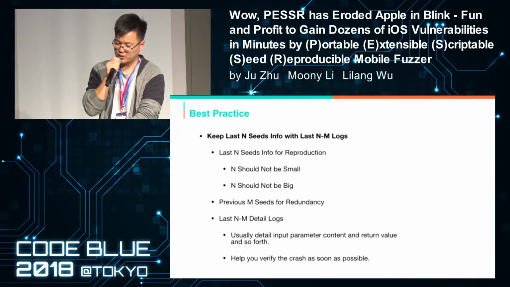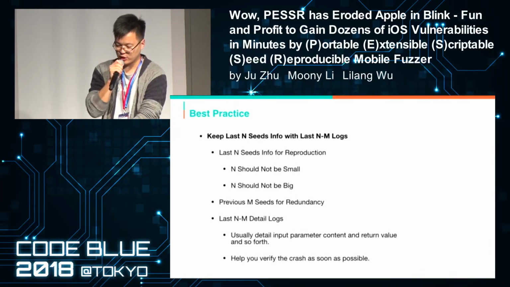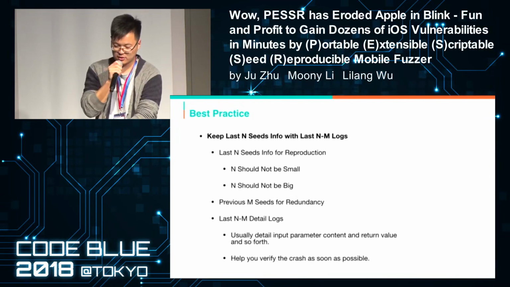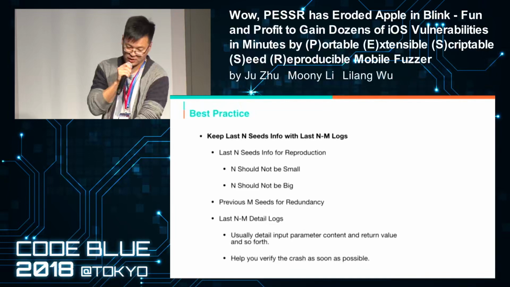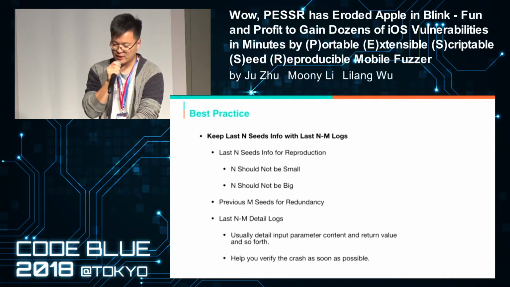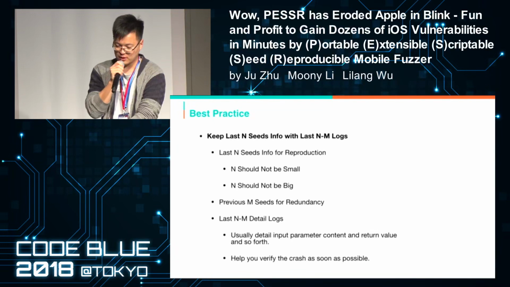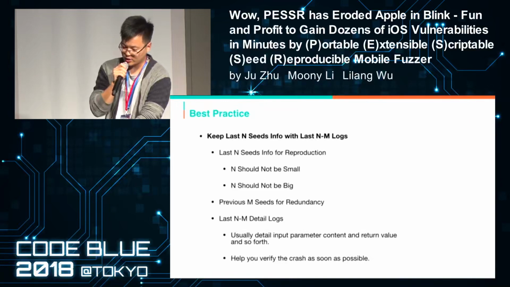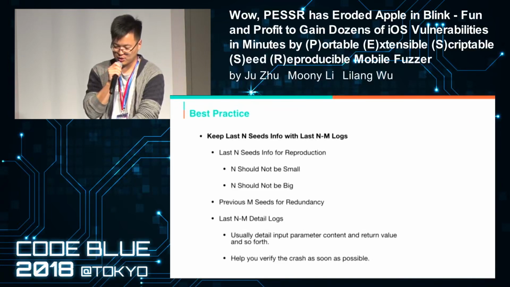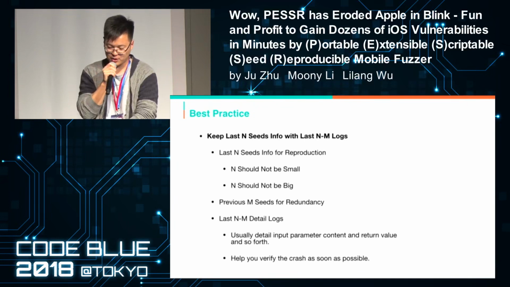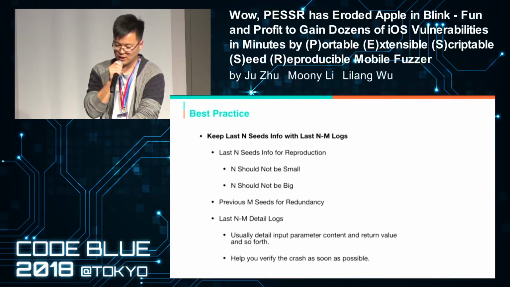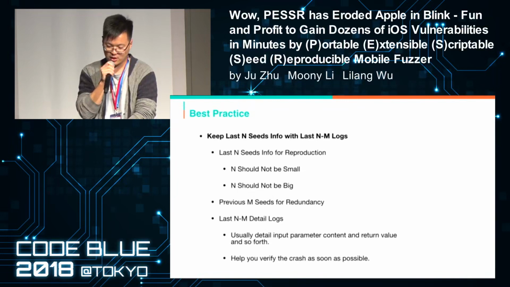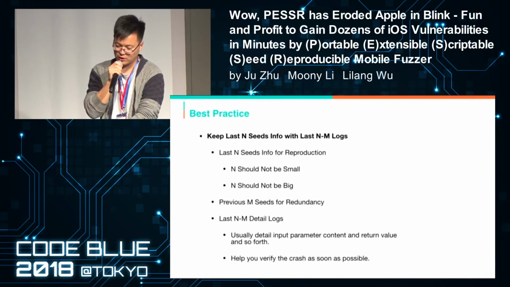We recommend you record the last N seeds for reproduction, and N should not be too small or too big. If N is too small, the root cause seed causing the target crash will be missed because of the delay from the root cause trigger to the final target crash. And N should not be too big because most of the seeds may not be related to the current target crash, so it would be time consuming for reproduction.